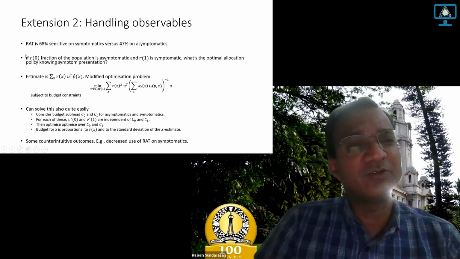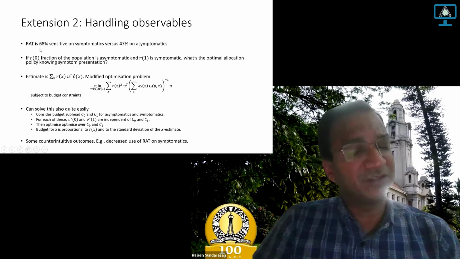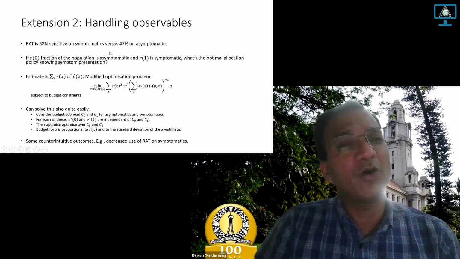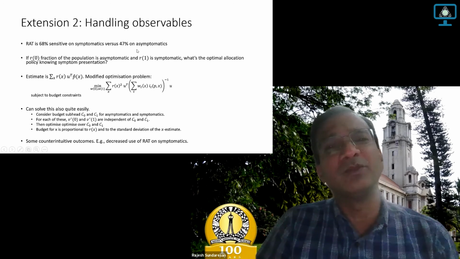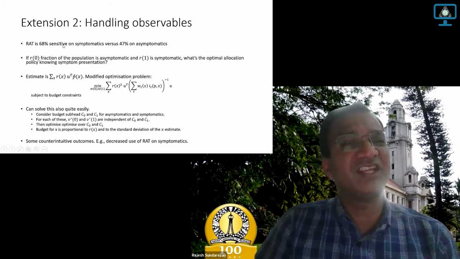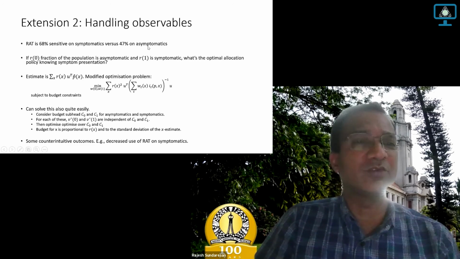In the first Sero survey, what we identified was that the antigen test was more sensitive on those with symptoms and a little less sensitive than what we had assumed on those without symptoms. So it was 68% sensitive on those with symptoms and 47% sensitive on those without symptoms.